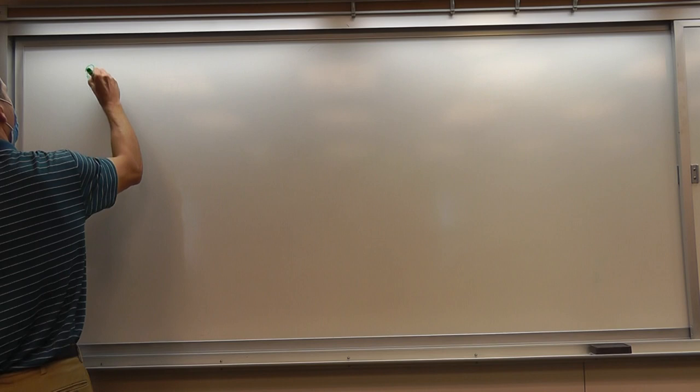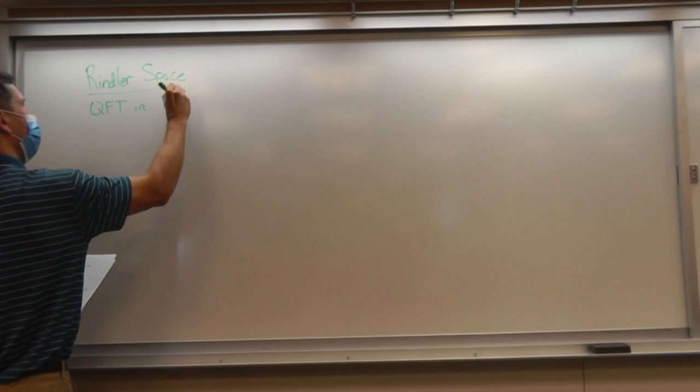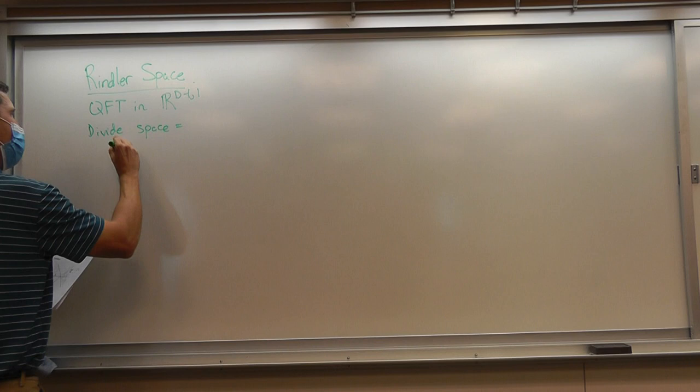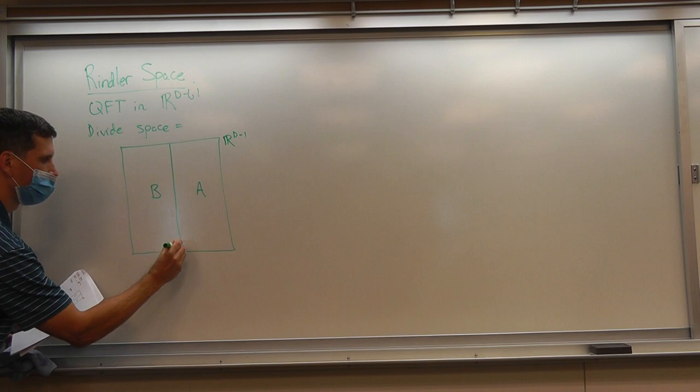So now I can define Unruh radiation. This is a property of Rindler space. So what is Rindler space? Consider a quantum field theory in flat space-time and divide space into two regions with a planar dividing surface. Space here is R^(d-1), and I'm just dividing along a plane, R^(d-2).